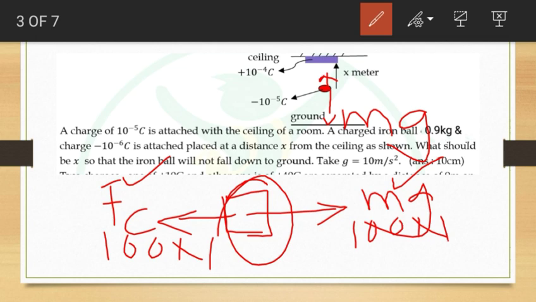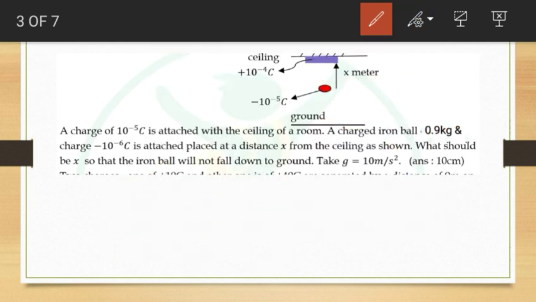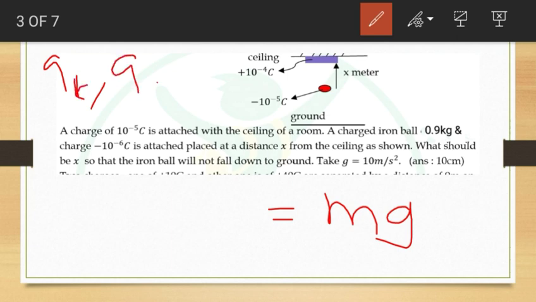So the conclusion that we get from this discussion is that the force acting downward is equal to the force acting in the upward direction. The downward force is pretty clear, m into g, which will be equal to which force? The electrostatic force. We already know qb and qc, the charge on the ball and the charge on the ceiling, and we have assumed the distance is x. Then we should have no hesitation in finding the electrostatic force.